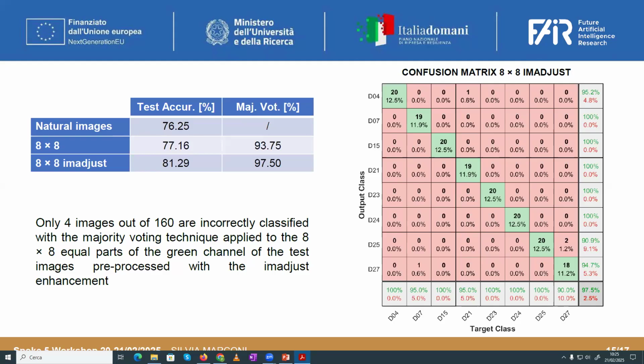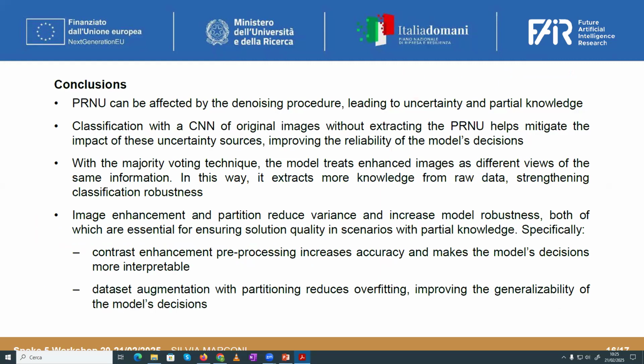4 images are misclassified. So I can conclude, here we are working in a noisy framework, and the fact that the PRNU is affected by the denoising procedure introduces uncertainty and partial knowledge. That is the topic of our task within the work package 5.7. But if we classify the original images instead of the PRNU, we mitigate this uncertainty, improving the reliability of the model's decision. Moreover, with the majority voting, we extract more knowledge from the raw data.